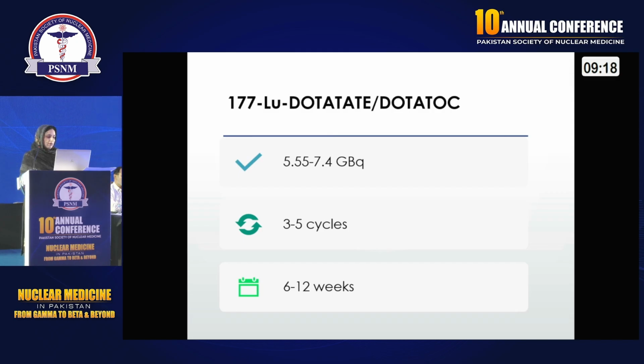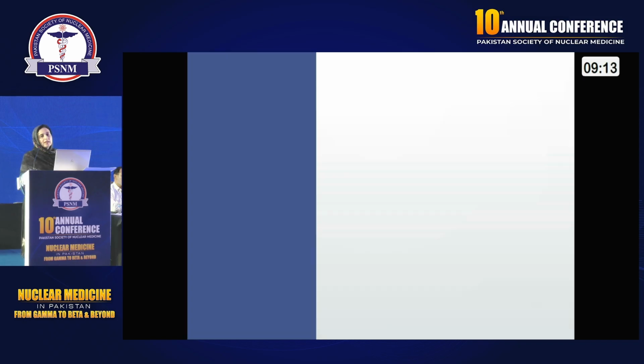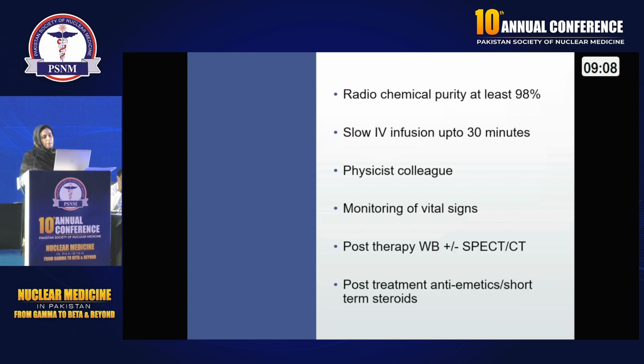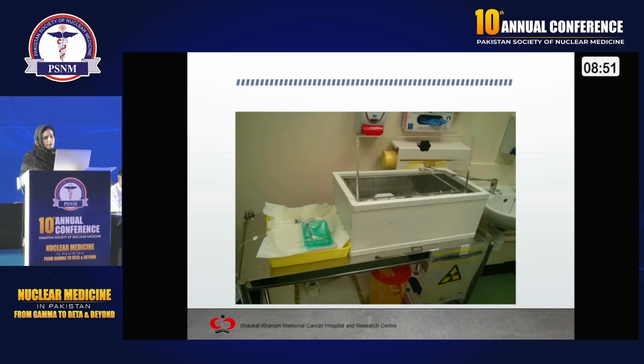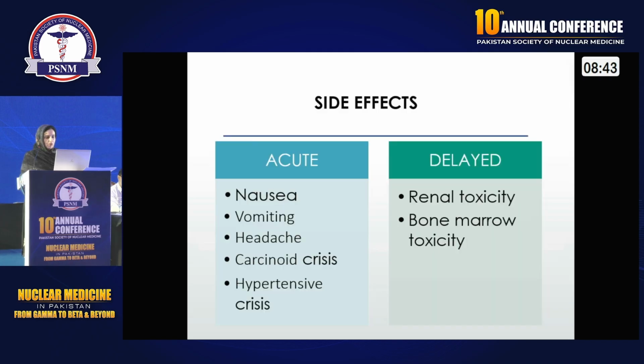Lutetium is given, and this is quite variable. As we were discussing earlier, different centers like to do different things, so I won't go into numbers. It's generally given as a slow IV over 30 minutes. We like to have a physics colleague involved. The next day, right after treatment, we like to do a whole body scan, and we also like to give post-treatment steroids. Every setup has its own room or whatever is available, and equipment to deliver the treatment.